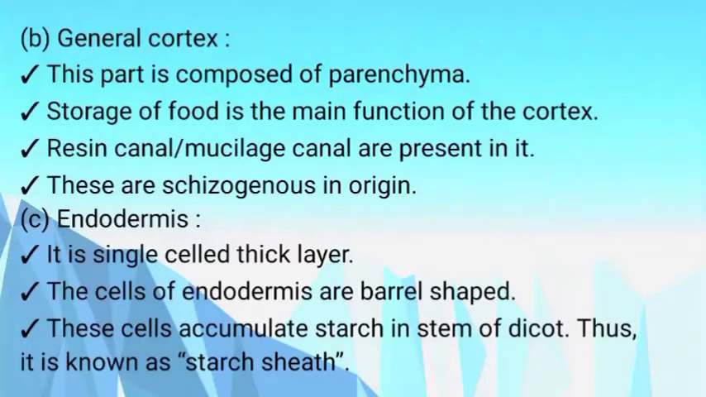Next one, endodermis. Endodermis is single layered, but it is thick in nature. The cells of endodermis are barrel shaped. These cells accumulate starch in stem of dicot. Thus, this endodermis is known as starch sheath. Endodermis is the innermost layer of cortex. It is single layered and contains thick walled cells. Endodermis cells are barrel shaped and these cells accumulate starch in stem of dicot. Due to this, endodermis is called starch sheath in dicot stem.